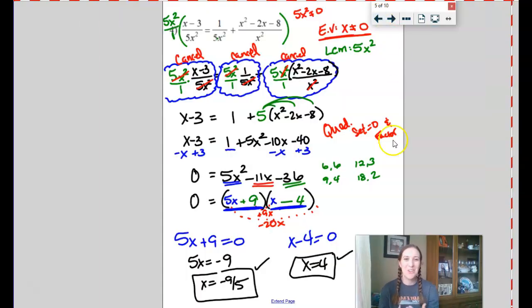Okay. So you have an assignment to start. You're just going to do a part of this, maybe. If you look through your assignment, you're going to notice there's some excluded value questions, and then there's some questions that have denominators that are monomials like we had today. Focus on those. We'll continue this lesson tomorrow.